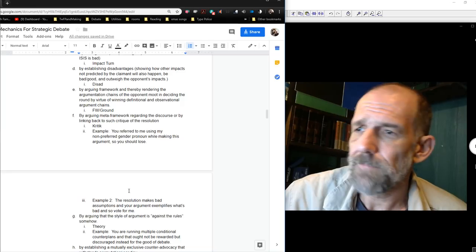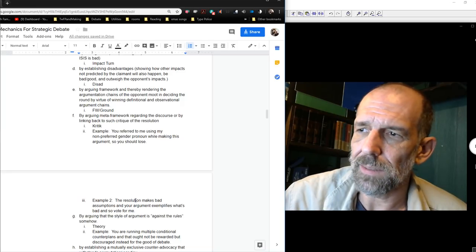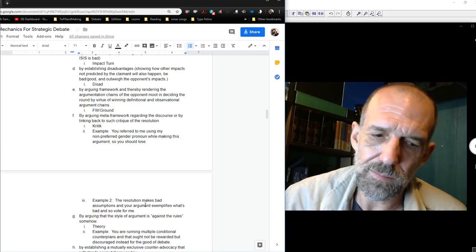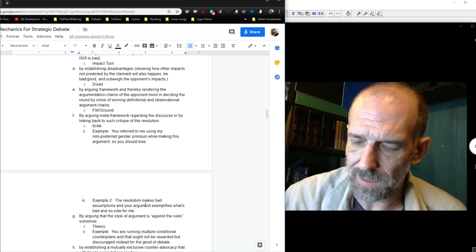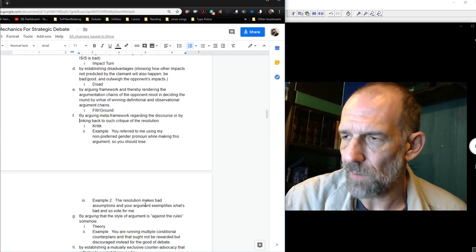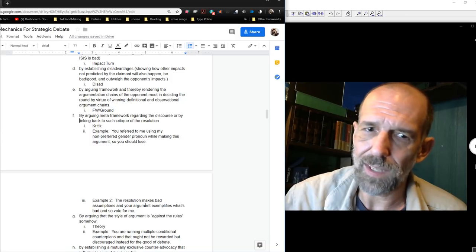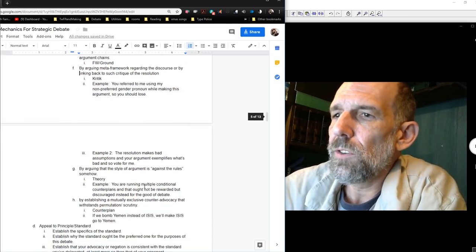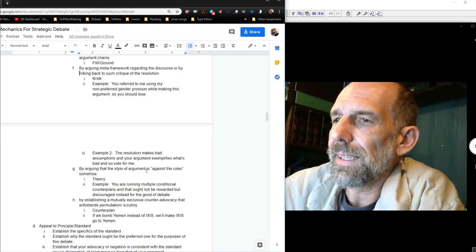Example 2. The resolution makes bad assumptions inherently, and your argument exemplifies what's bad, and so vote for me. In other words, the resolution's inherently phrased in such a way that it suggests we evaluate this on a utilitarian calculus, and that's inherently bad, so we should never vote for this resolution, no matter what it says, once we've established the utilitarianism that underlies it. G, by arguing the style argument is against the rules somehow.